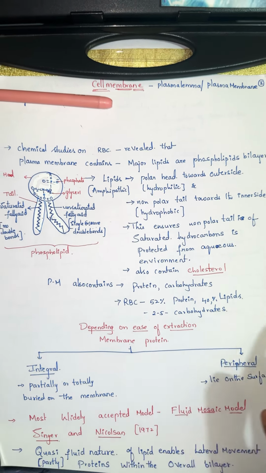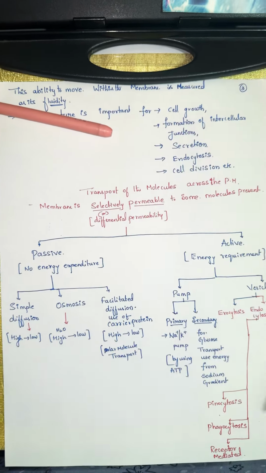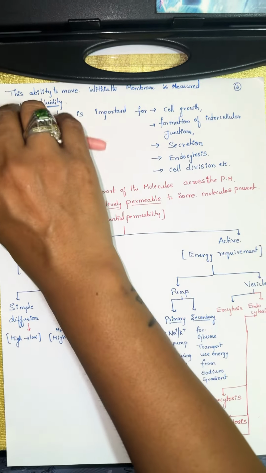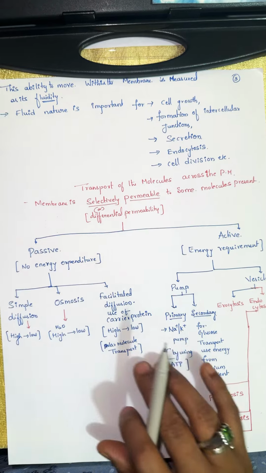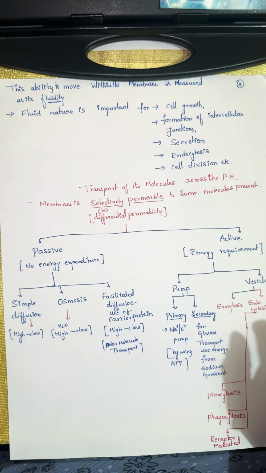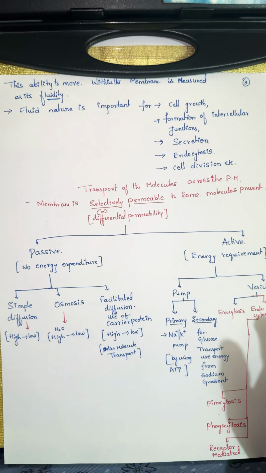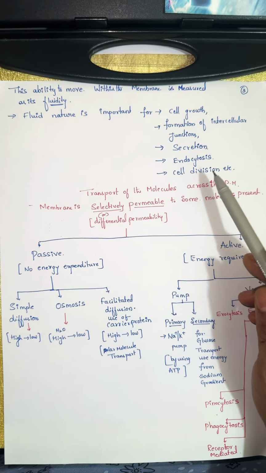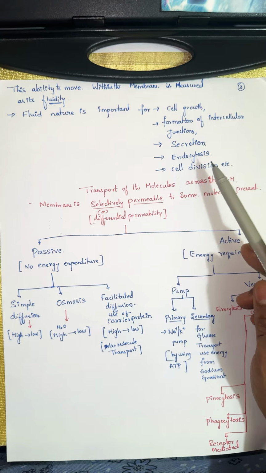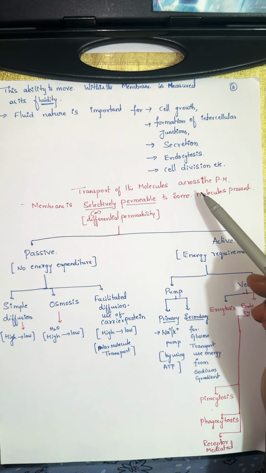They explained that the quasi-fluid nature of the lipid enables lateral movement of the proteins within the overall bilayer. Quasi means partly fluid, partly solid in nature. And the ability to move within the membrane is measured as its fluidity. Any kind of movement of the protein is called fluidity. Fluid nature is important for cell growth, formation of intercellular junctions, secretions, endocytosis, and cell divisions.